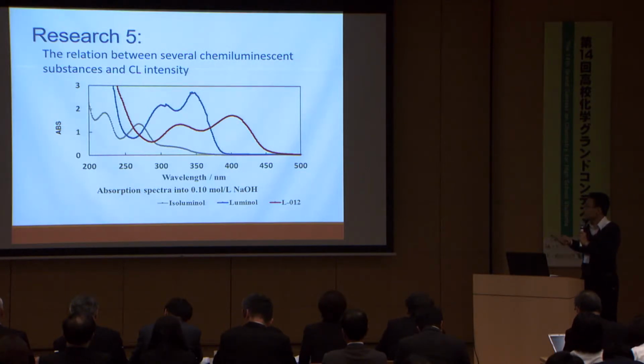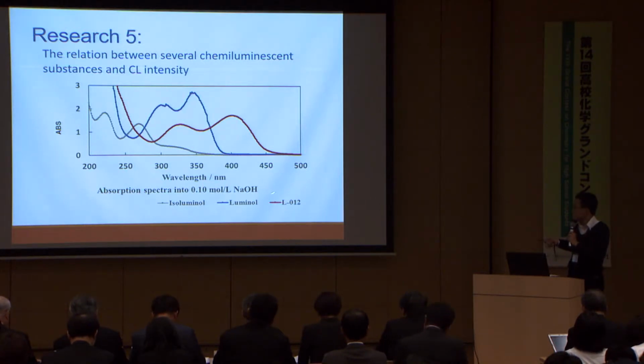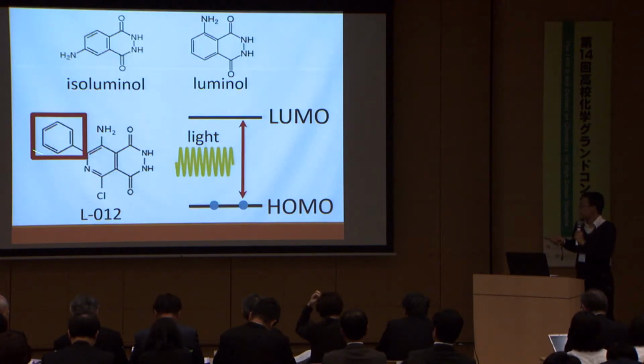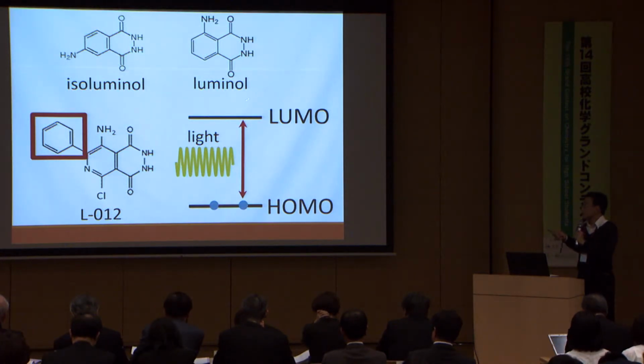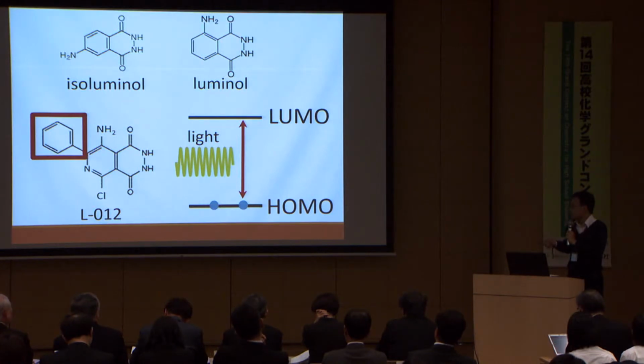And for the last research, we also studied the relation between several chemiluminescent substances and the chemiluminescence intensity. As you can see, L012 absorbs a wider wavelength than isoluminol and luminol, and that is because L012 has a phenyl group in its structure, which isoluminol and luminol don't have. So it makes the gap between the LUMO and HOMO short, and I think that's why L012 reacts with those radicals so easily.